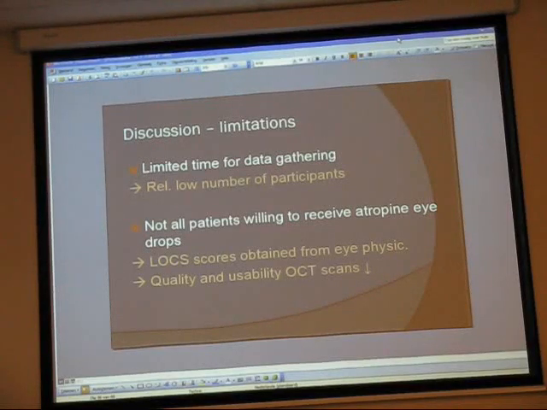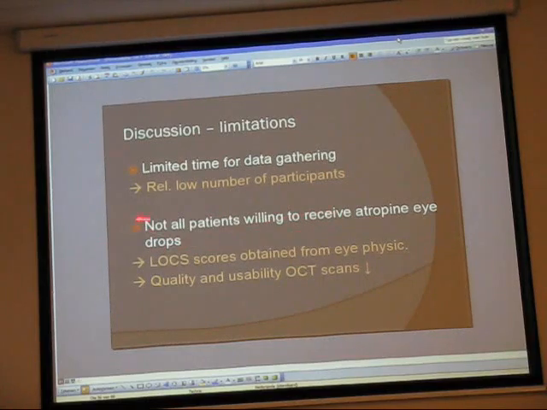As with all studies, this study too has its limitations. For example, we had a relatively low number of participants, and that was because we had a limited time for data gathering, but also, and I didn't include this on the slide, because the patients are far away at Zonnestraal, and there aren't a lot of patients suitable for inclusion.